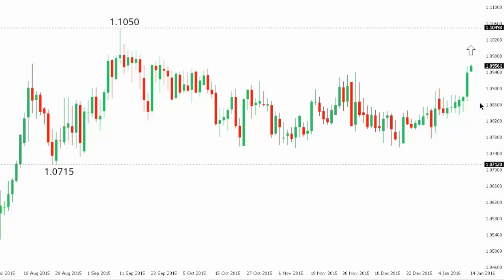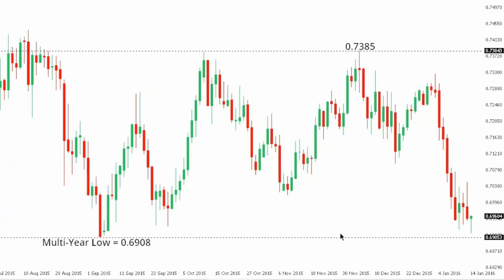Any setback should continue to be very well supported, with only a break back below 107.15 to compromise this constructive outlook for Euro Swiss.